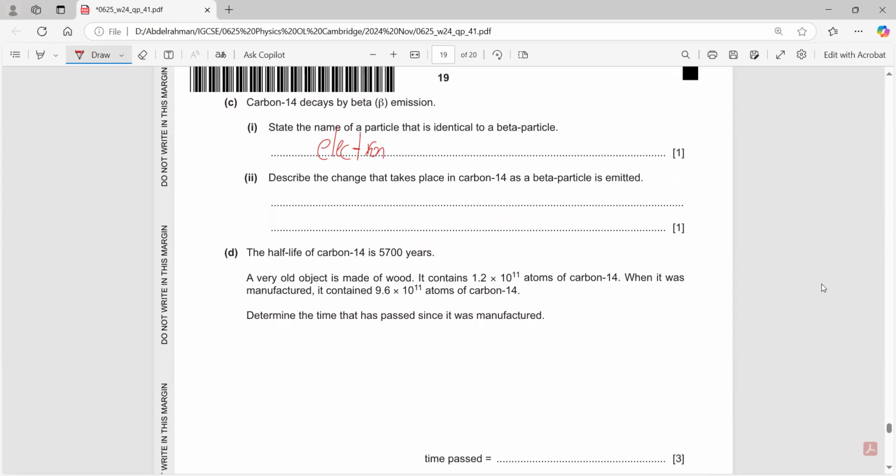Describe the change that takes place in the carbon-14 as a beta particle is emitted. How do we emit beta particles? Basically, a neutron inside the nucleus is split into a proton and a beta particle. The neutron is split into a positive and a negative particle.